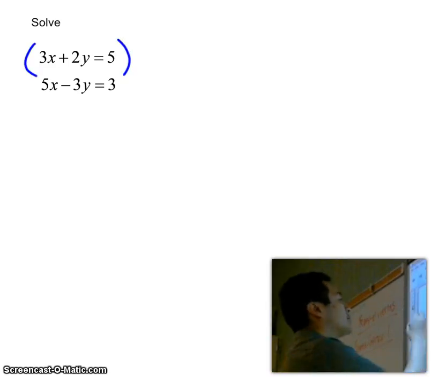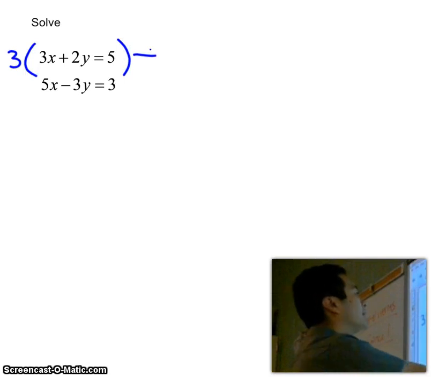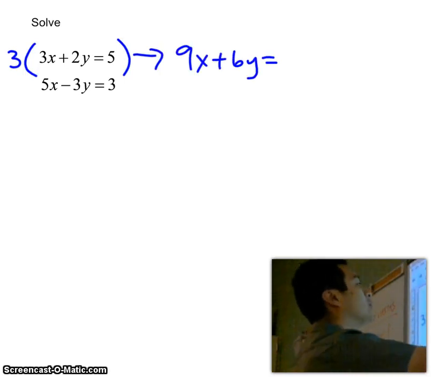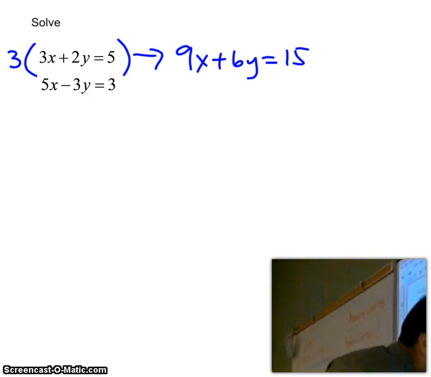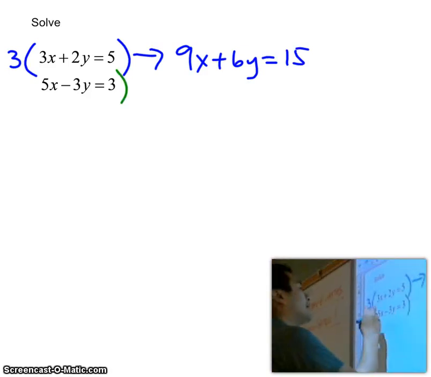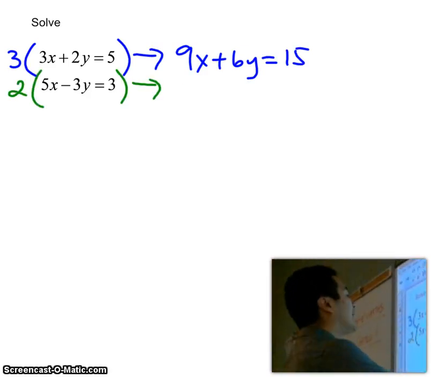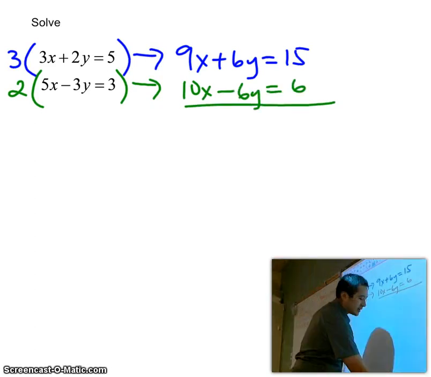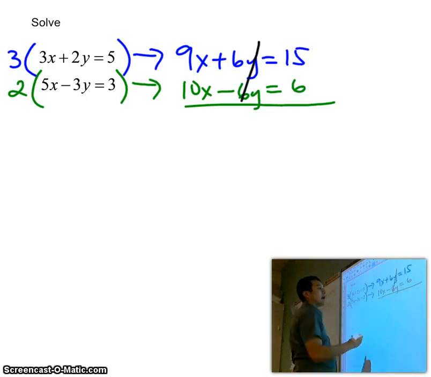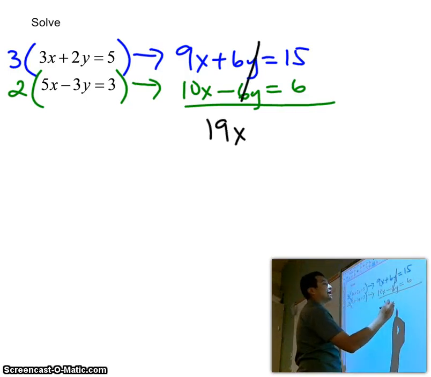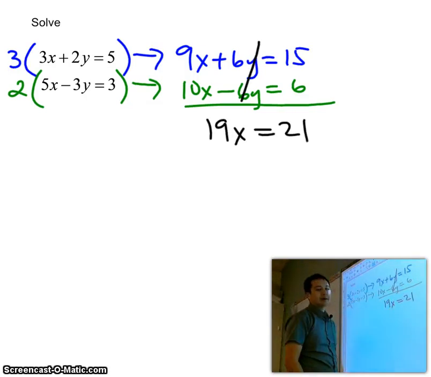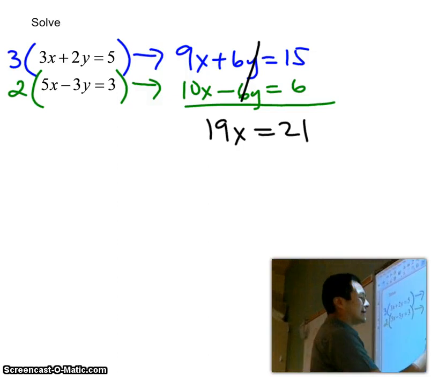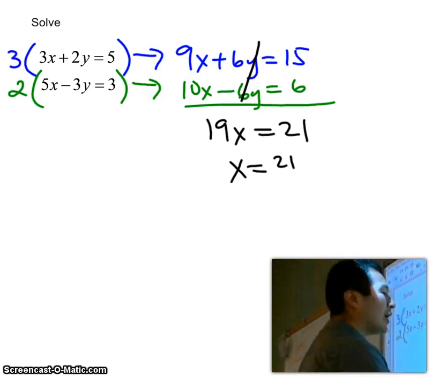How do I make them 6? I multiply the top by 3. That becomes 9x plus 6y equals 15. I multiply the bottom by 2. I get 10x minus 6y equals 6. Add them straight down. Take a look. This goes away. This becomes 19x equals 21. Divide by 19. X equals 21 over 19.